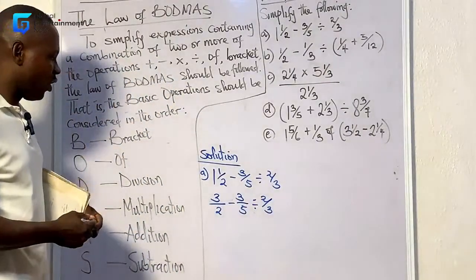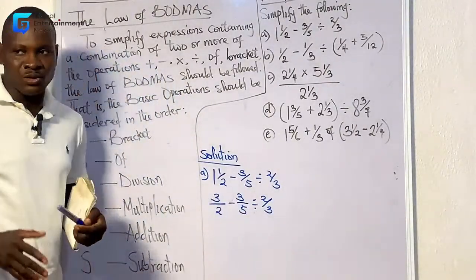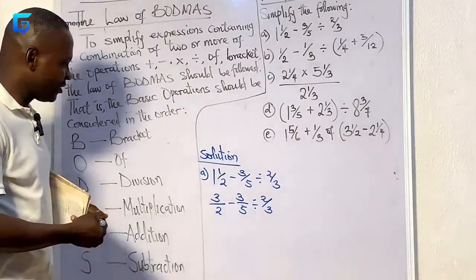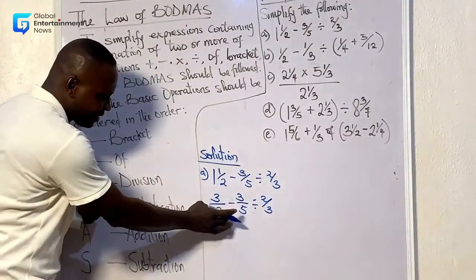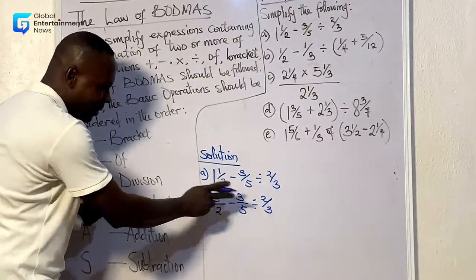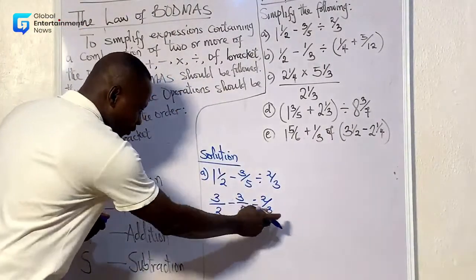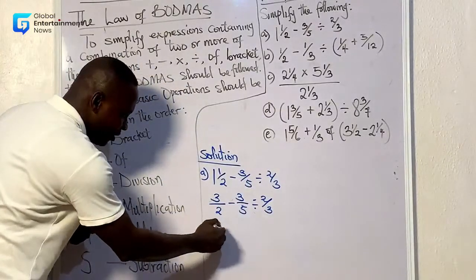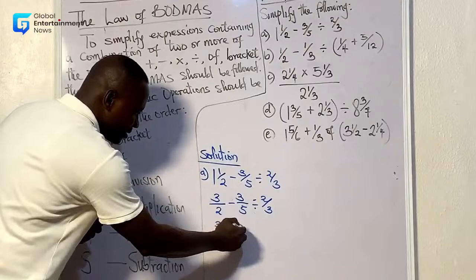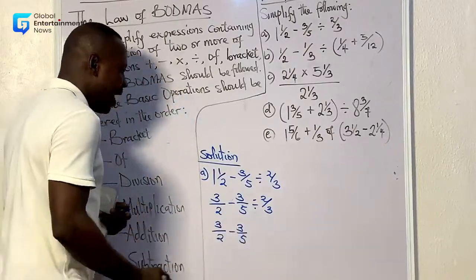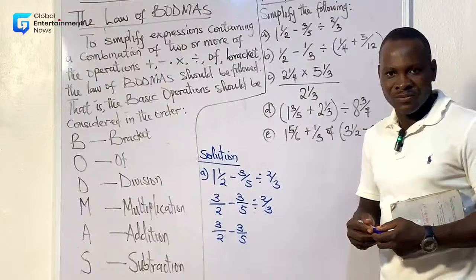Now let's follow the operation. I've asked you before, between minus and division, we are going to solve division first. So we don't touch this 3 over 2 and the minus that follows. Let's solve this division first, not 3 over 2 minus 3 over 5. So how do we solve division in fractions?